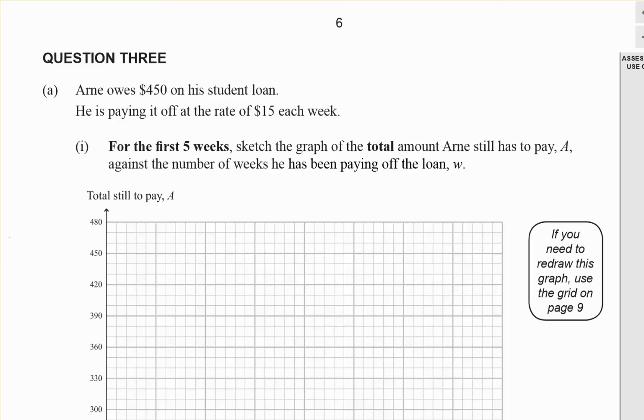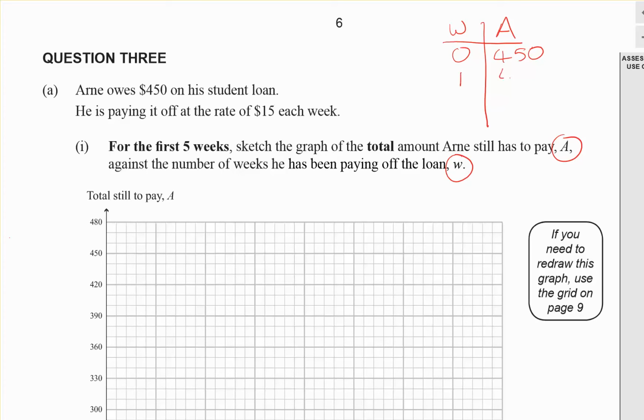Right, this is a 2014 exam, question 3. You can pause here and read the question if you haven't already tried it. So let's think about this. A is the amount owed. Here's our variables here, and W is the amount of weeks. So at 0 weeks he owes $4.50.